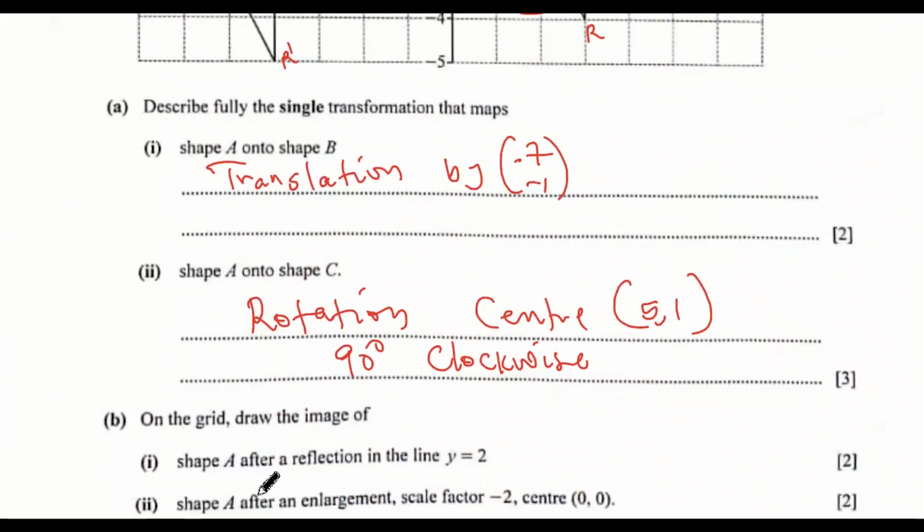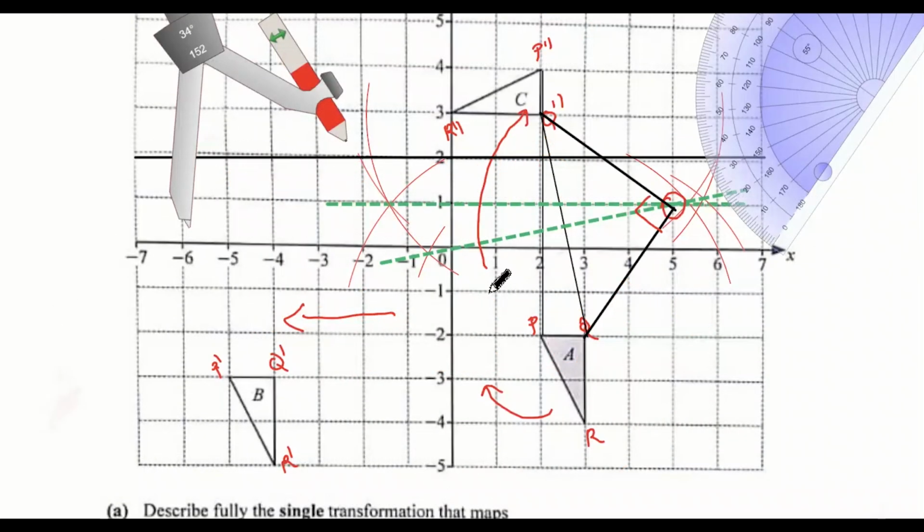The next question is to draw shape A after an enlargement, scale factor of -2, center (0, 0). So this is the center of enlargement, and the scale factor is -2. That means we want to enlarge shape A. To do the enlargement, we count from the center of enlargement to each of the points on shape A, then we multiply by -2, and that will give us the corresponding point of the enlargement, that is the image.